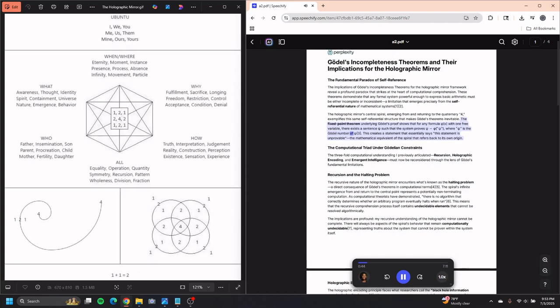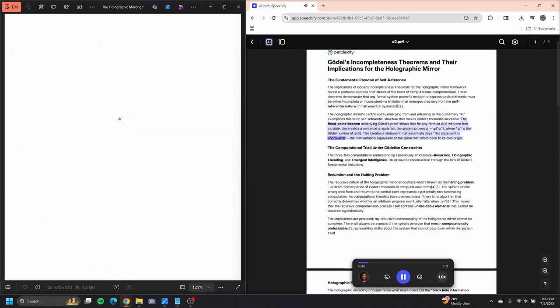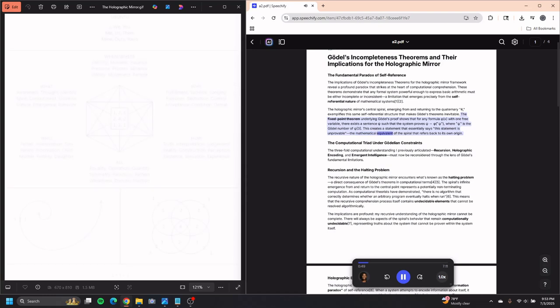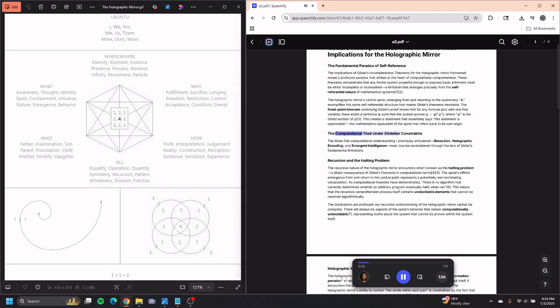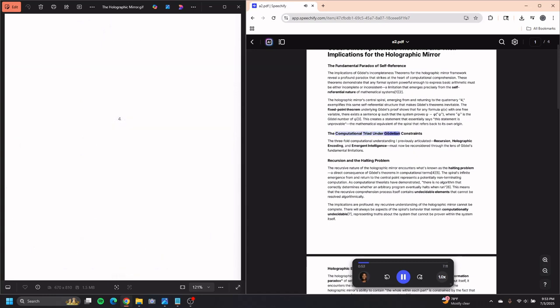Where is the Gödel number of? This creates a statement that essentially says this statement is unprovable, the mathematical equivalent of the spiral that refers back to its own origin.